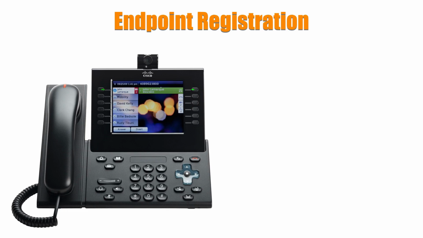So those are some of the common things to keep in mind when you're troubleshooting endpoint registration. You want to make sure that the phone is, first of all, powered up. You can troubleshoot power, but assuming that it has power, you want to make sure that it's getting VLAN information so it knows its subnet.